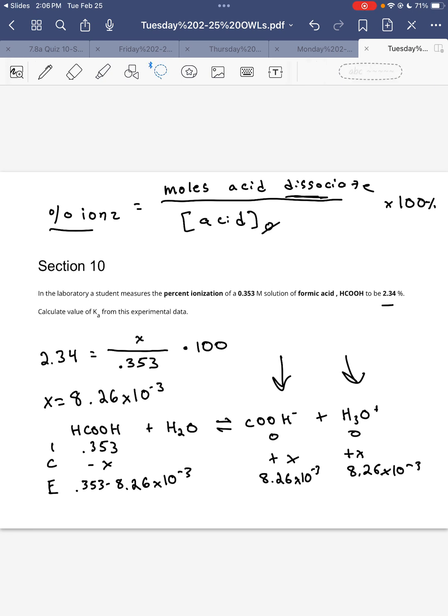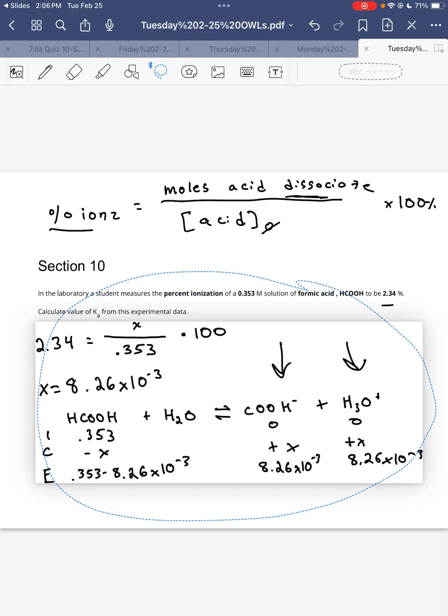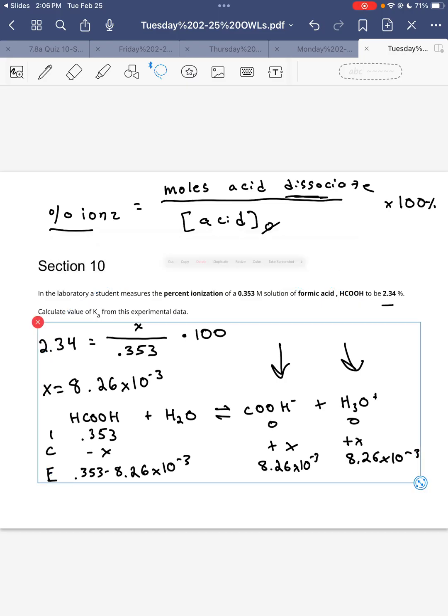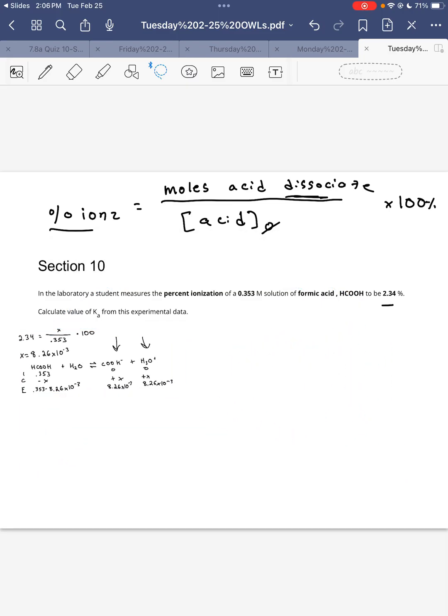And I'm going to plug that in there. Let me make all this stuff smaller so I have a little bit more room to work with here. So that was my initial work to figure out what my equilibrium expression is going to be. So I'm tasked to find Ka. So Ka is what I'm looking for.